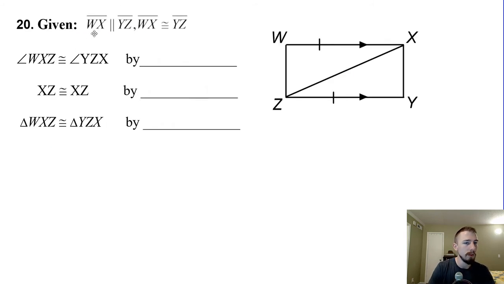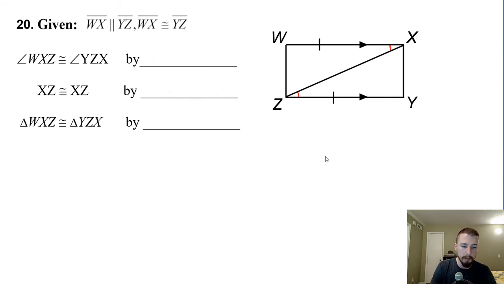All right, number 20. Given that WX and YZ are parallel, that's what those two lines are. That's what these triangles are talking about here as well. And WX is congruent to YZ, so those are these markings here, no big deal. First thing we have is angle WXZ, which is this angle right here, is congruent to YZW, which is this angle right here. How do I know those two angles are congruent? What is our justification for that? Remember what kind of angles those are?